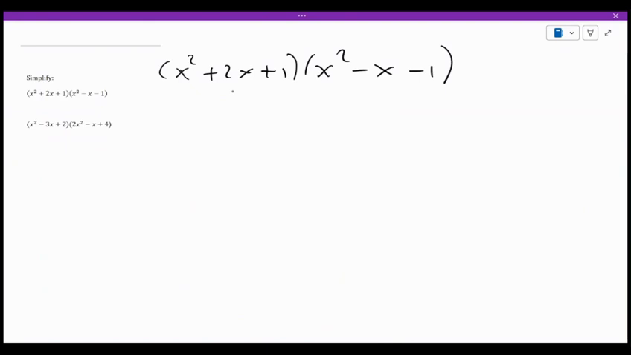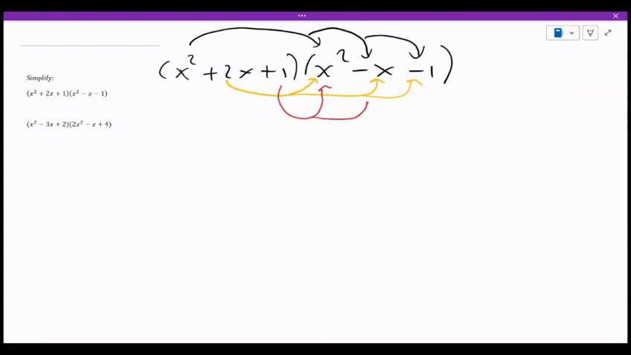And what do I mean by that? It means that this x squared will multiply with this x squared, with this negative x, and with this negative 1. Same goes for this 2x. It will multiply with this x squared, with that minus x, and also with that negative 1. Then we look at the positive 1. It will multiply with this x, with that, and also with that.